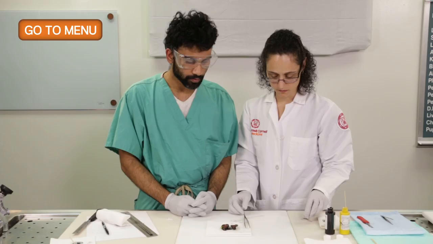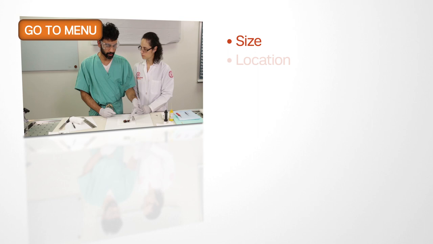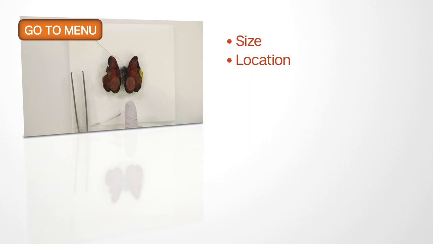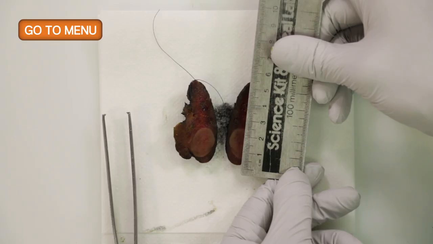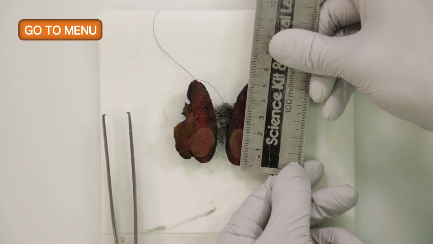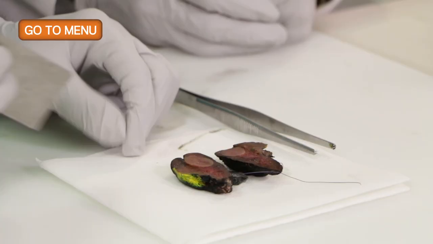So what are some of the things you're going to want to do once you've made your initial cut? Once you've made the initial cut, as you already started, you start looking at the surrounding parenchyma, and you described it: even though it's fixed, it looks relatively normal, it's beefy red. Then the next thing is to look at the lesion, measure it, and describe what it looks like. So I'll just measure the lesion first.